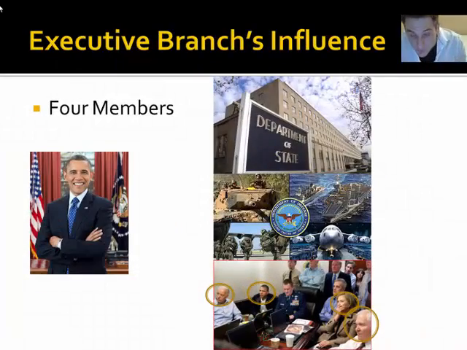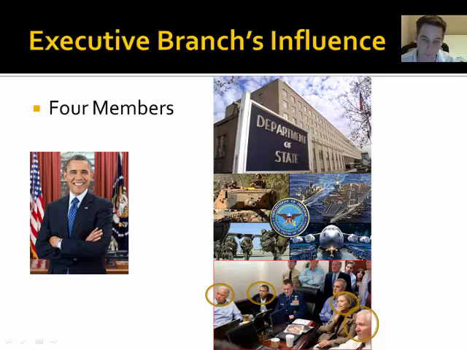All right, executive branch's influence. It's minimized to just 4 members. We've got the president. He's obviously the head of the executive branch and therefore has a lot of impact on foreign policy. There's the Department of State, the Department of Defense, and the National Security Council. The National Security Council includes the Vice President, the President, Secretary of State. This photo is of when the President was finally able to send in the team to kill Osama bin Laden. At the time, Hillary Clinton was Secretary of State.